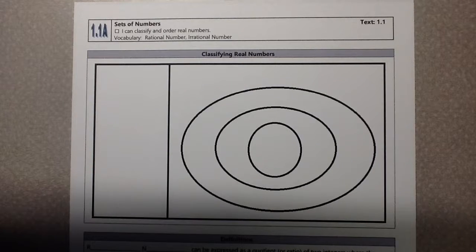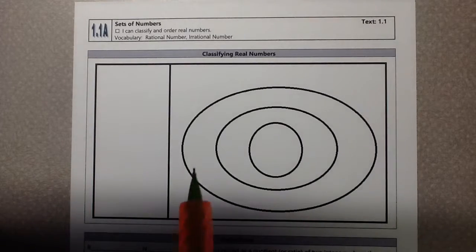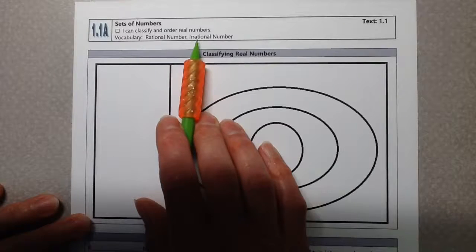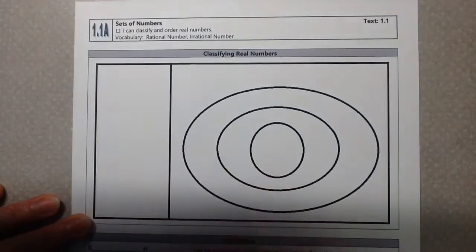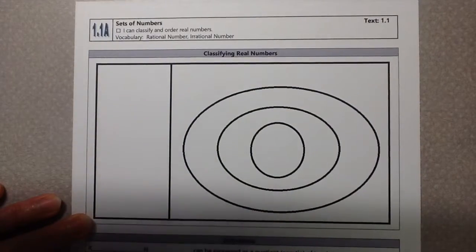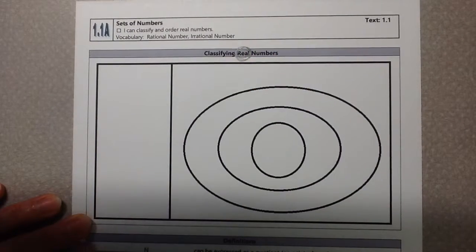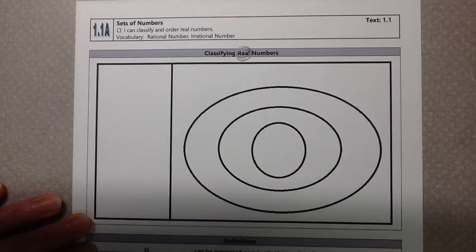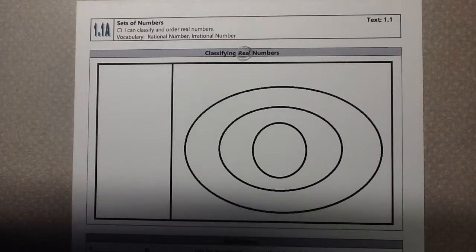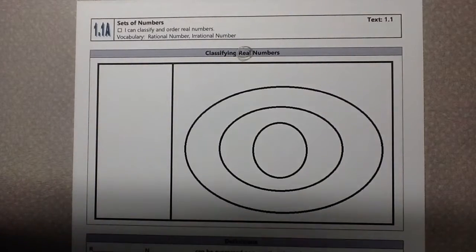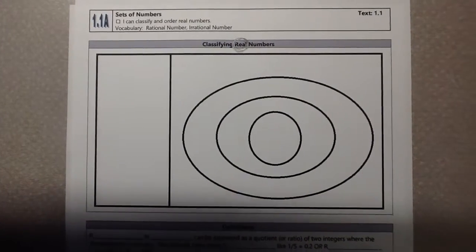This is section 11A. We're going over sets of numbers, and I want you to be able to classify and order real numbers. Some of your vocabulary: rational numbers, irrational numbers. We are classifying here, so the first thing I want you to do is circle real numbers. Now, all of the numbers that we're going to deal with until we get to chapter 5 are in the real number system. So we can classify them, and when we give them names, we're able to tell what group of numbers go with our group of numbers.